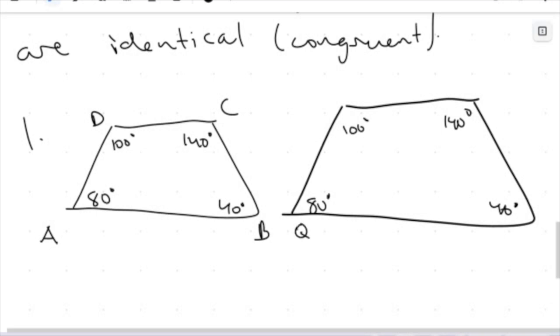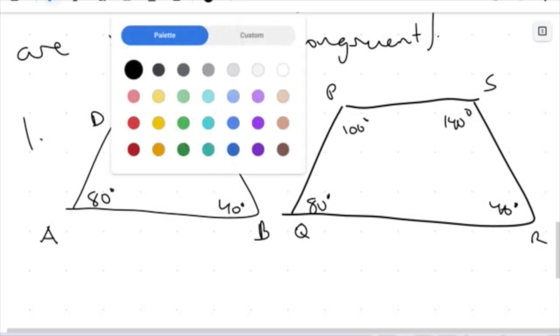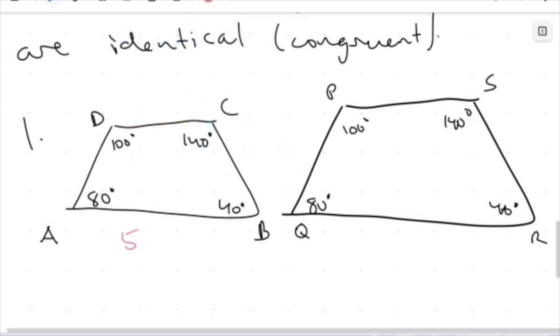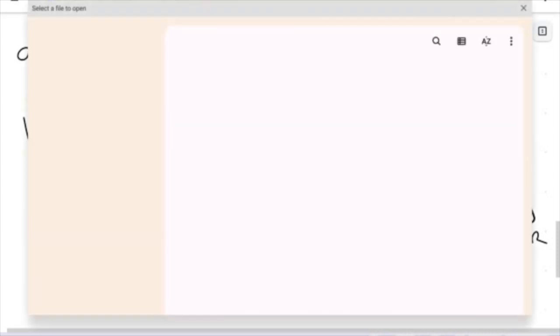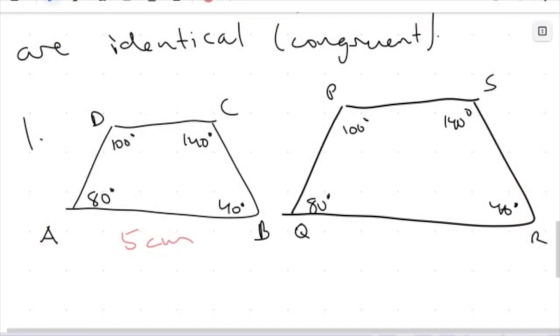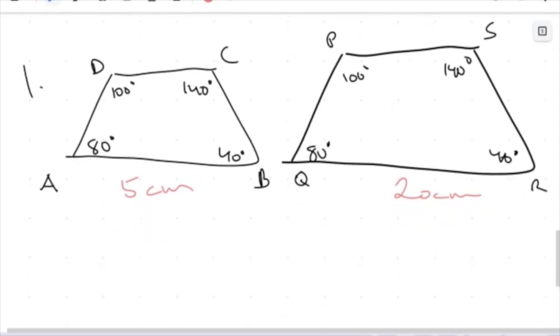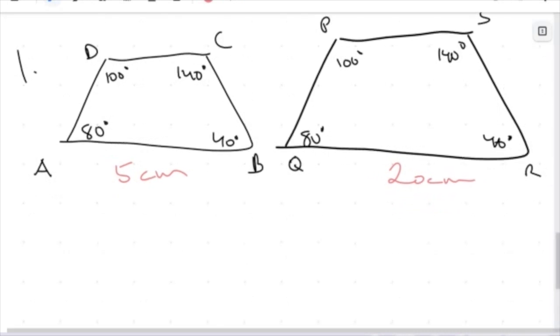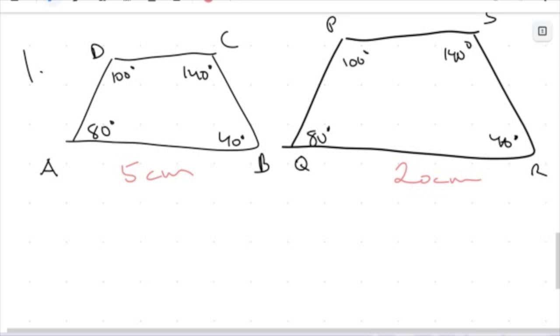So we have Q, R, S, P. And this one has a length at AB of 5 centimeters. And the other one has a length of 20 centimeters. Obviously, this is not to scale. We want to find what is the scale factor. So, first of all, we know that these two are similar because they have all of the same matching angles.